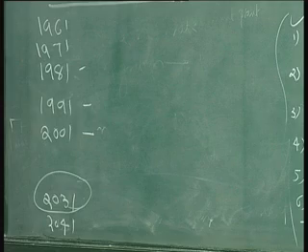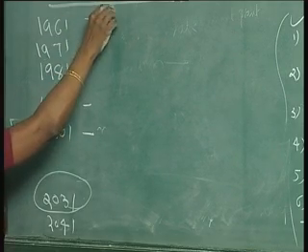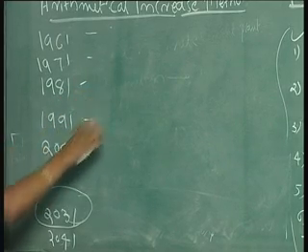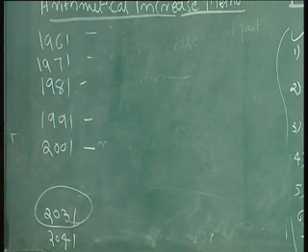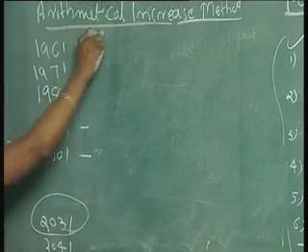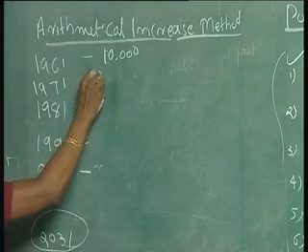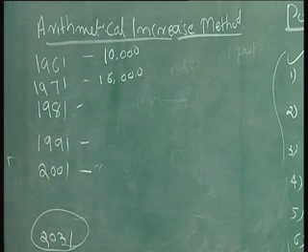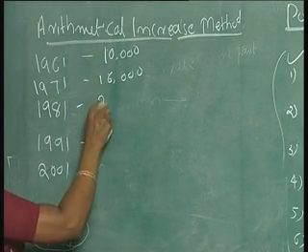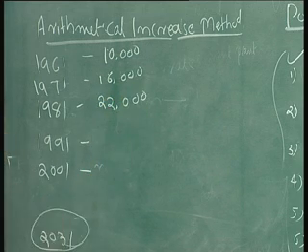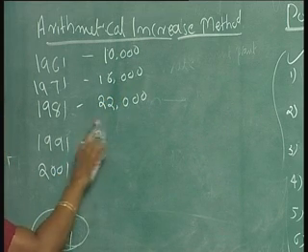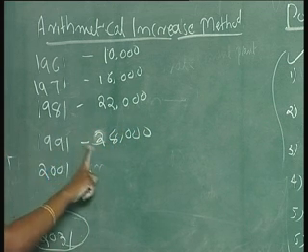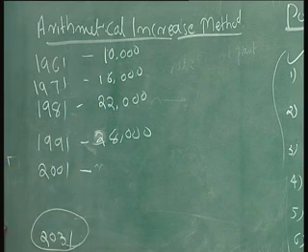So how can we find that out? For example, you will have some population at 61 and a particular population at 71, 81, 91. So you can find out the increase in population in each decade. Say in 61 the population is 10,000, and in 71 it is 16,000, and it keeps on increasing, then 22,000, then say 28,000. I am just giving some example.